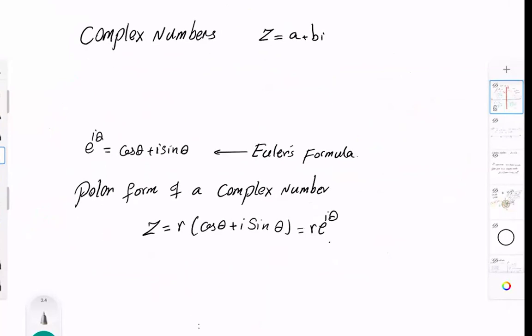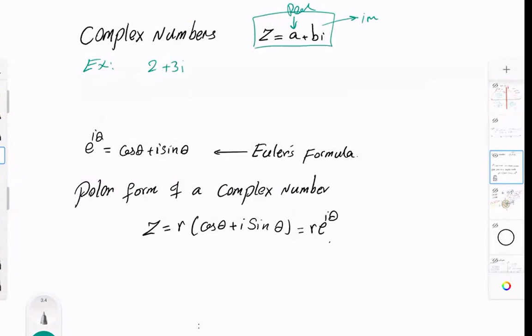Back to the complex number. The format of a complex number is a plus bi. This a is the real part and b is the imaginary part. Example, 2 plus 3i. That's a complex number. If I ask you to graph it, this is x, real, and that's i, imaginary. x is 2, imaginary is 3. So this is 2 plus 3i.